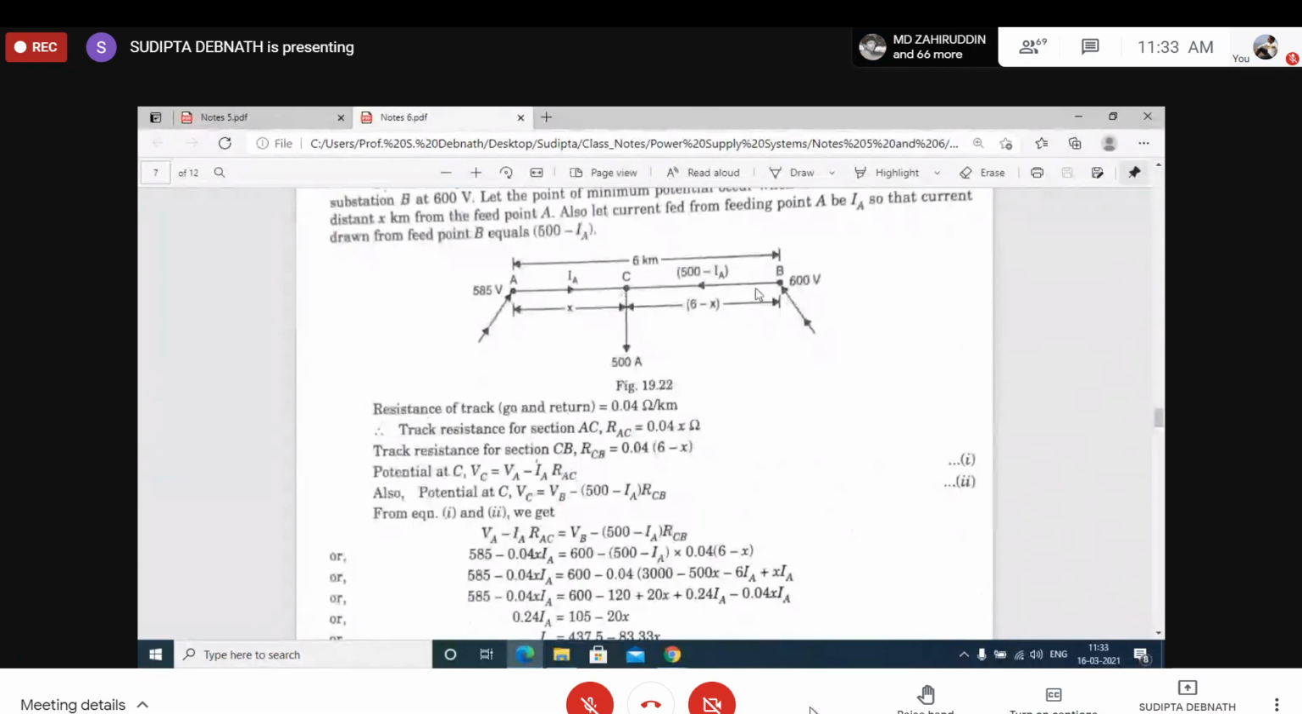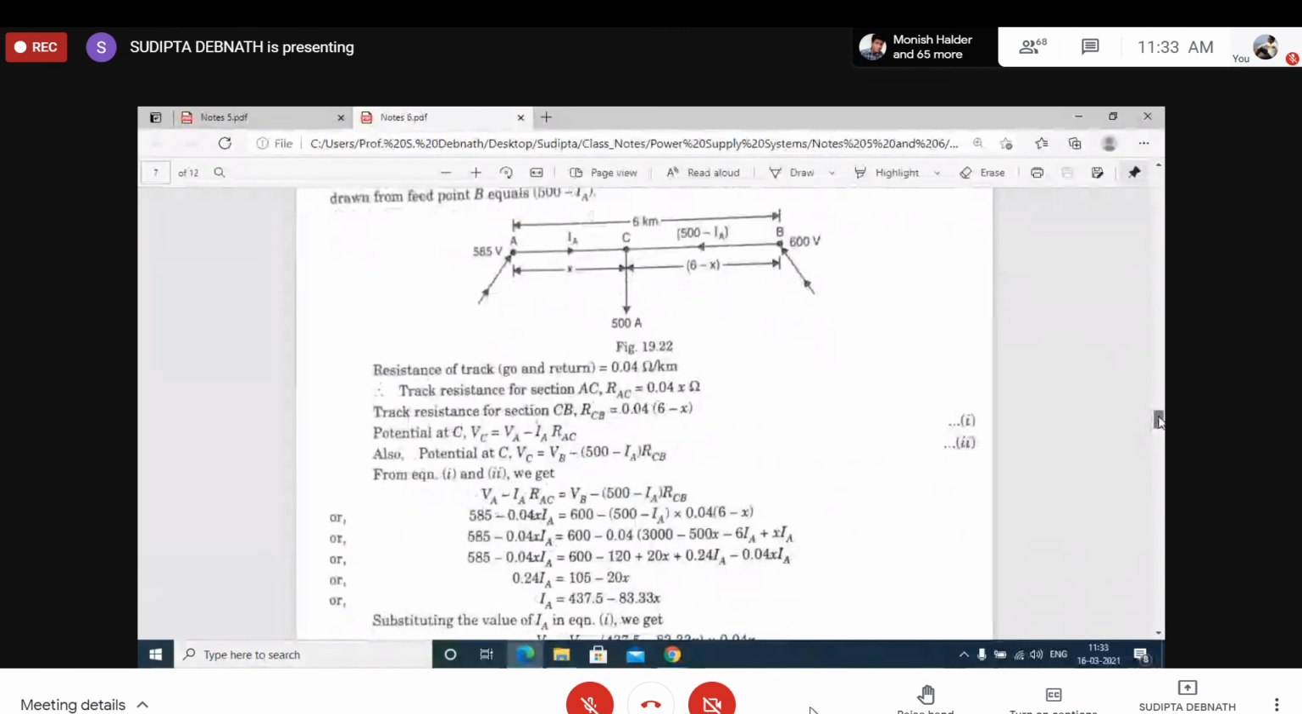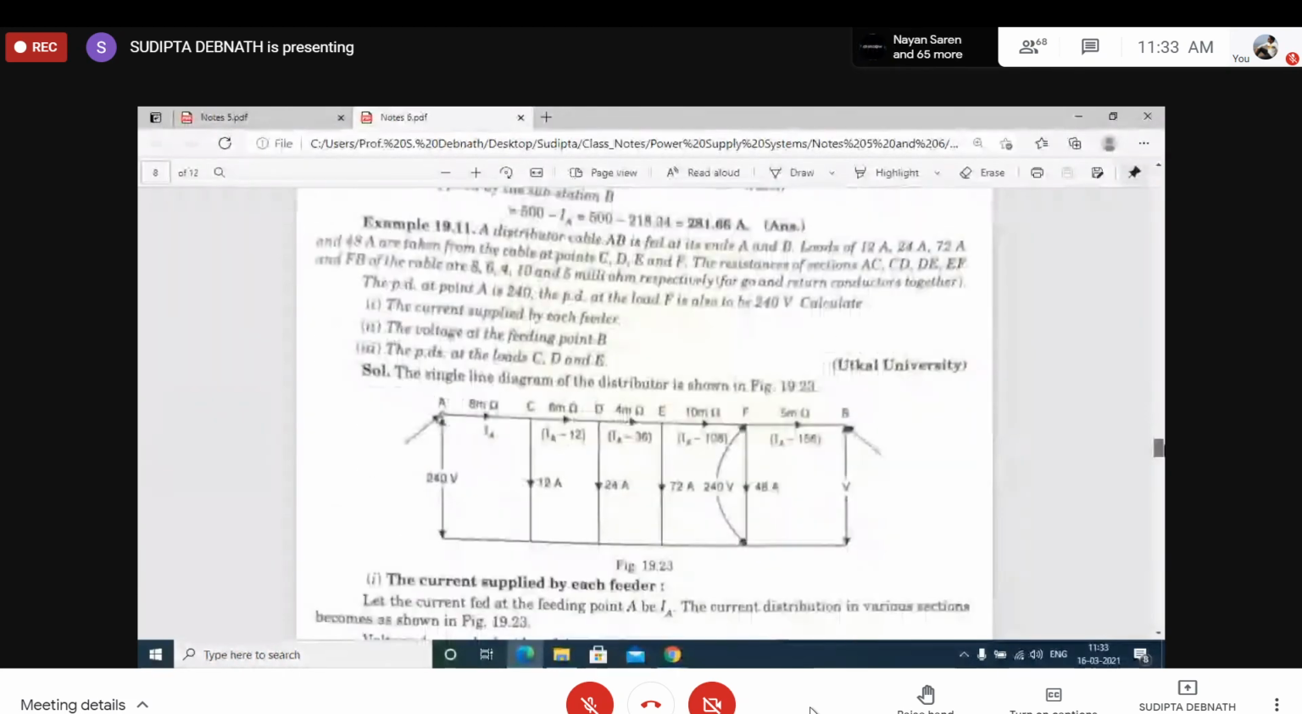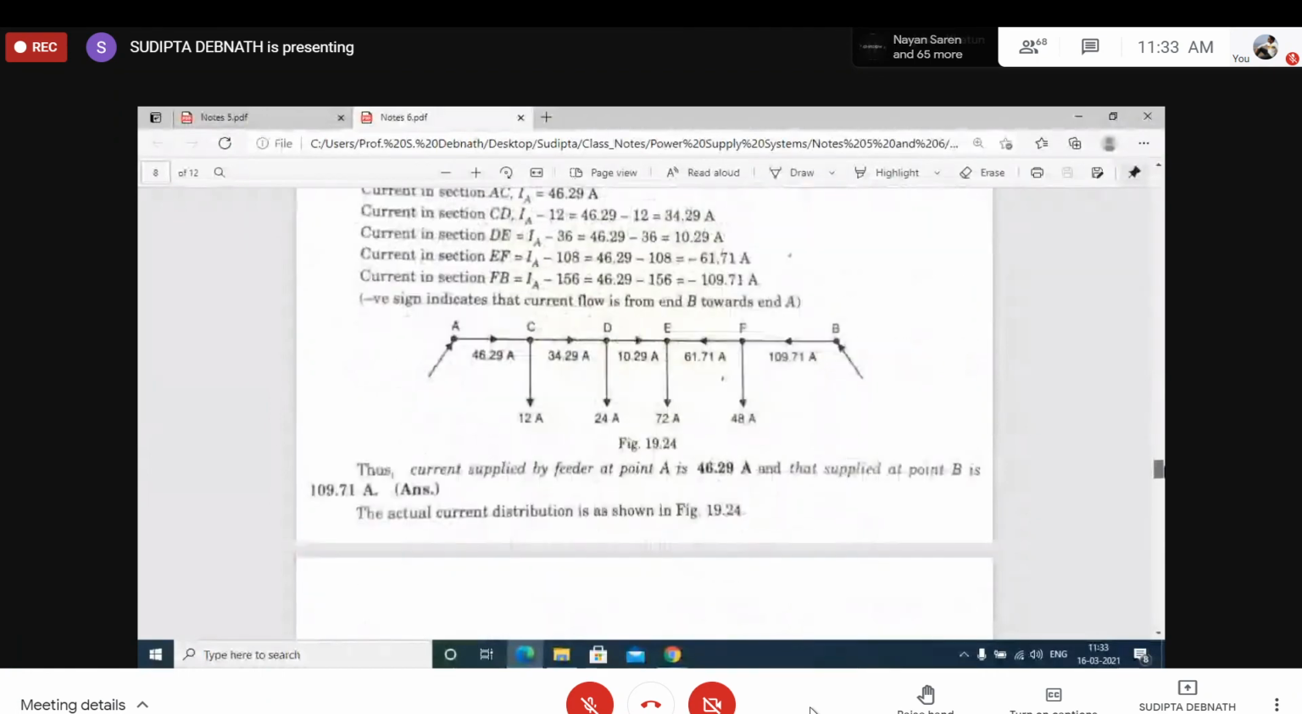So you have to use the potential. This voltage minus this drop equals this voltage minus this drop. Clear? So it was a little bit different. I discussed this one, but it is an interesting problem. This problem is also the same type of problem. Let us discuss this problem, and uniform loading I will discuss in the next class.